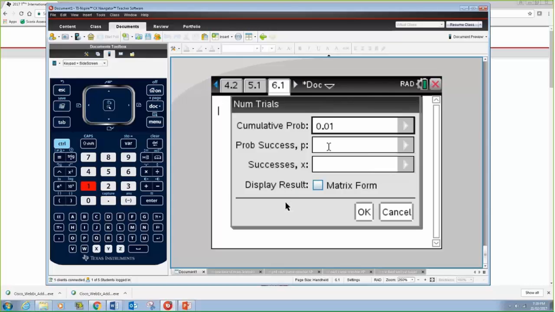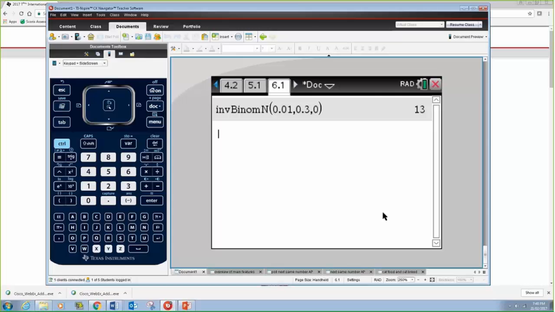Looking at the equation we derived, the probability of the success is 0.3, and we said that we want 0 here. Now, that can be displayed in two forms. If I don't actually tick the matrix form, but I tick OK, it tells me that I need 13 trials, okay, for this to happen.